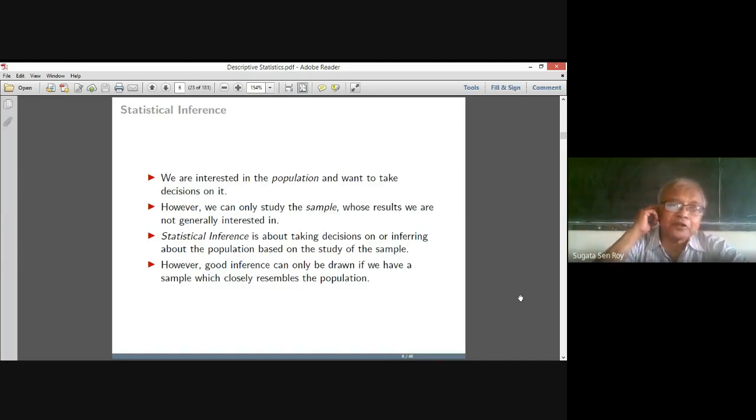I collect a sample of, say, 2,000 individual males, then measure their height, and then try to say something from this about the actual height of the 1.3 billion divided by 2. That's half of the population. That's the Indian males.